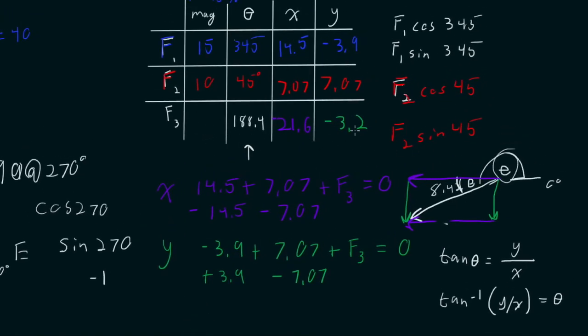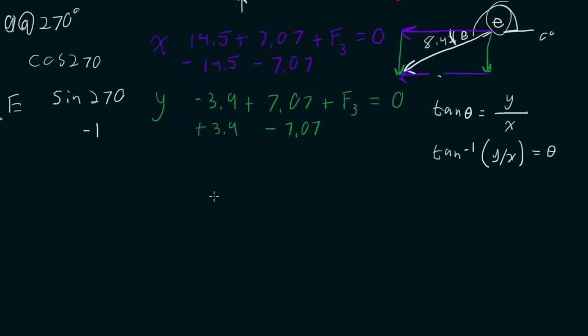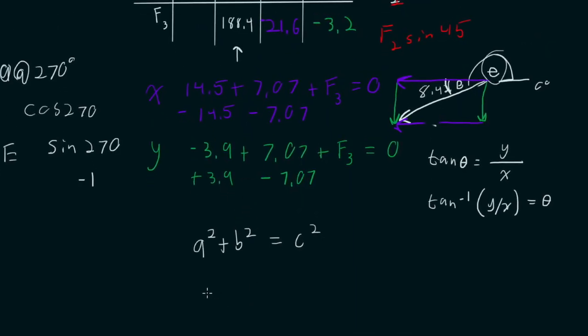Now we need the magnitude. And that is actually a lot simpler than using the tan negative 1. That's going to be a squared plus b squared equals c squared, the Pythagorean theorem. So we just input these values. We've got negative 21.6 squared plus negative 3.2 squared. Take the square root of that.